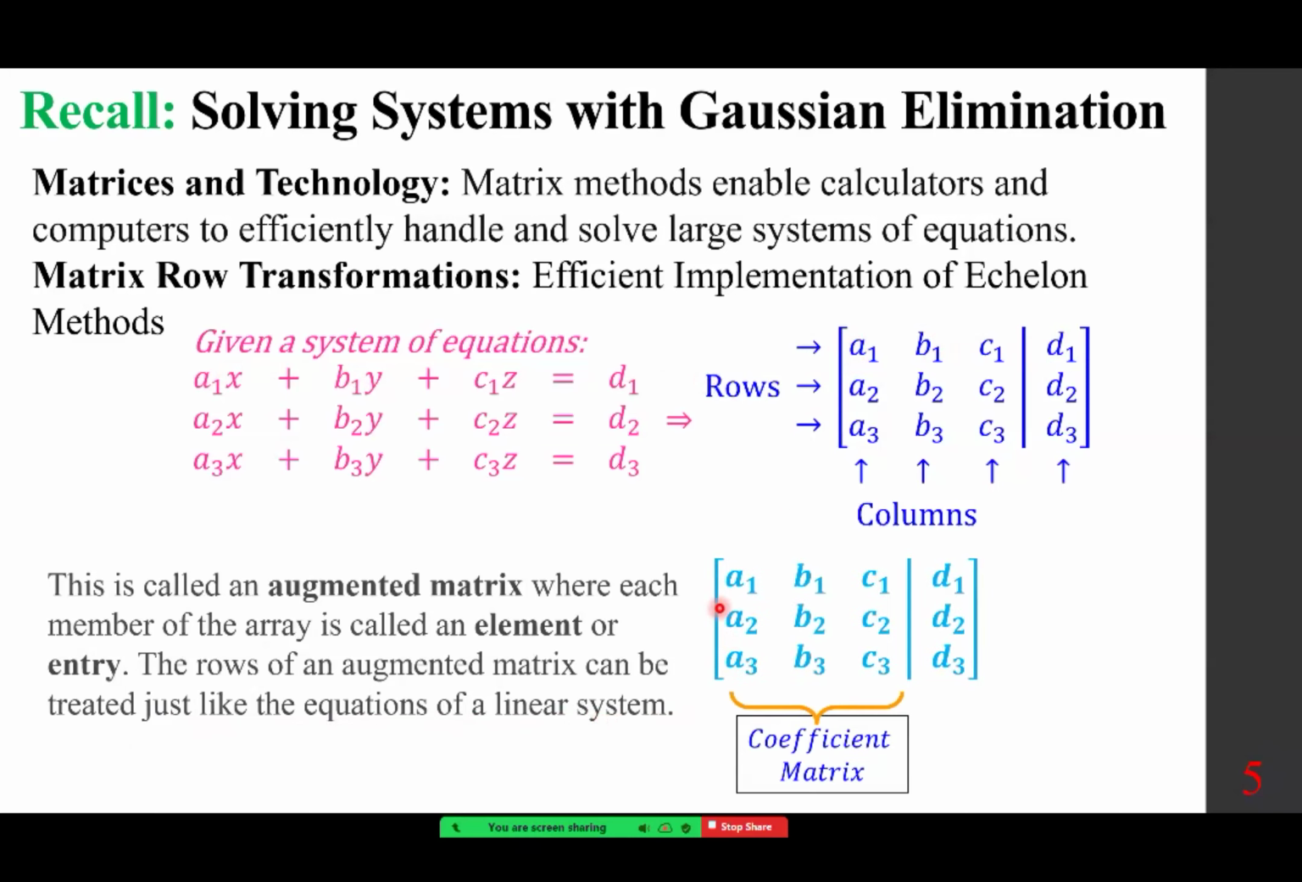This part, if you write this matrix, is called the coefficient matrix. This one, the last column, represents the constants.